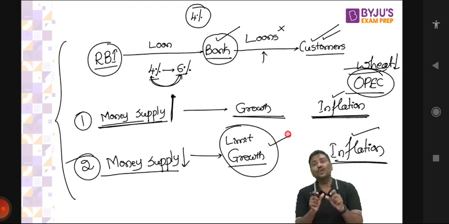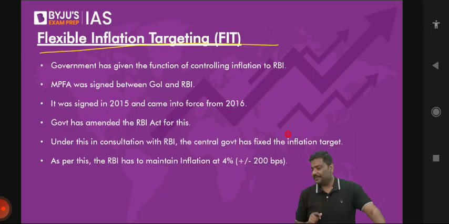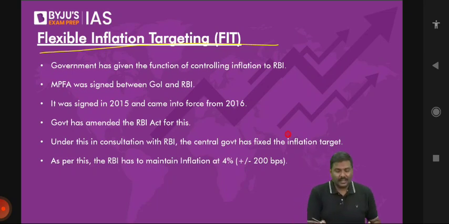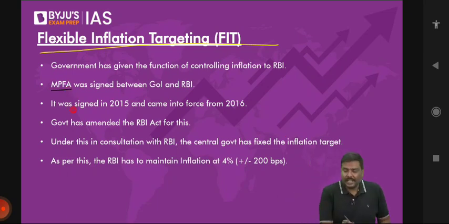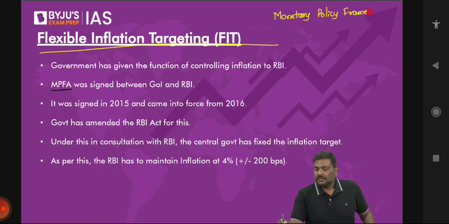So that is the reason the Government of India and RBI have signed an agreement. This agreement is referred to as MPFA, Monetary Policy Framework Agreement. I will write it here. Monetary Policy Framework Agreement, MPFA. Now, what is monetary policy?